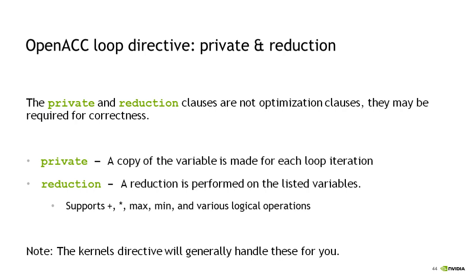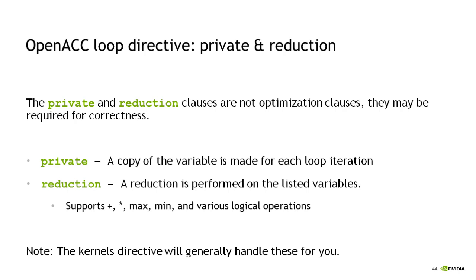Similarly, I showed you a reduction earlier. Well, if there's a reduction in my code, I need to tell the compiler that if I'm using parallel loop. And so I would specify that this is a reduction. If you're coming from OpenMP, both of those behave in a very similar way and should be familiar to you. If you're starting off and you're using the kernels construct, then you won't need to worry about these right now.